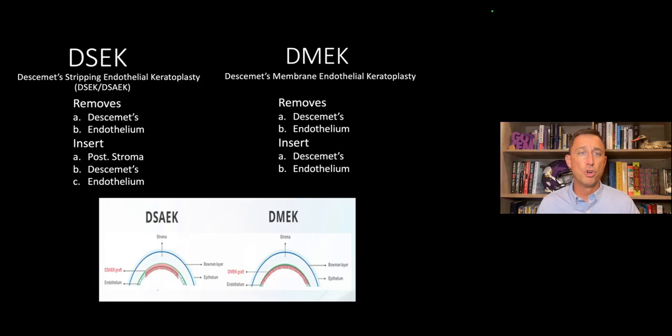So the surgeon will remove Descemet's and endothelium with either procedure, but what's put back in is really the key. With DSEK, posterior stroma is put back in along with Descemet's and endothelium. When we think about DMEK, it's just really Descemet's and endothelium. And this matters, what's put back in.